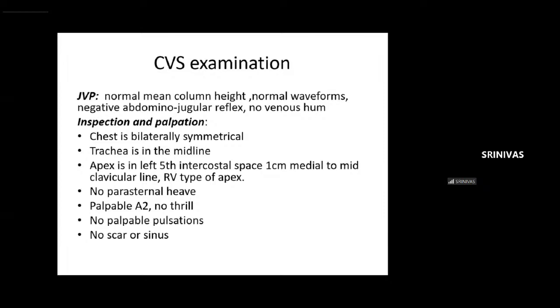So if there is a restrictive VSD in classical TOF, how will the clinical findings be versus DORV, subaortic VSD, PS with restrictive VSD? Because it's a very close mimic and virtually indistinguishable from classical TOF clinically. But when the VSD becomes restrictive, there are differences in clinical findings. Can you tell?